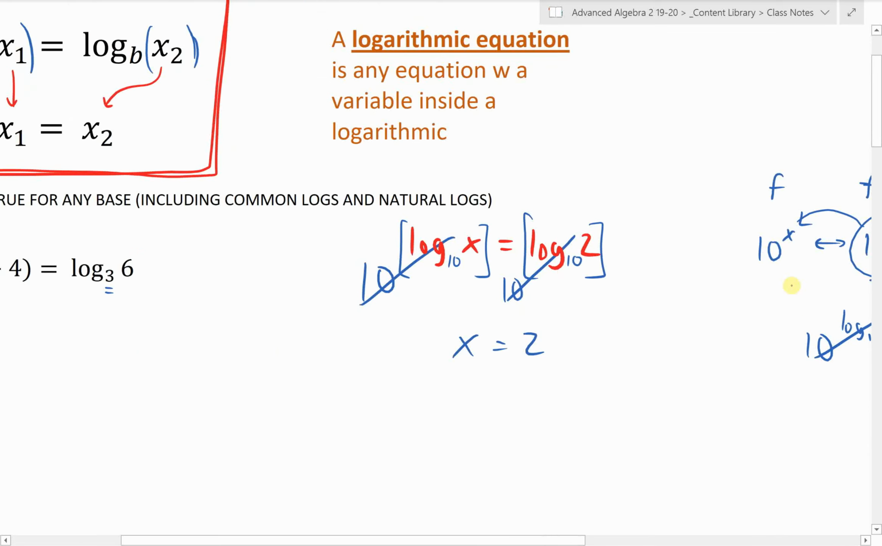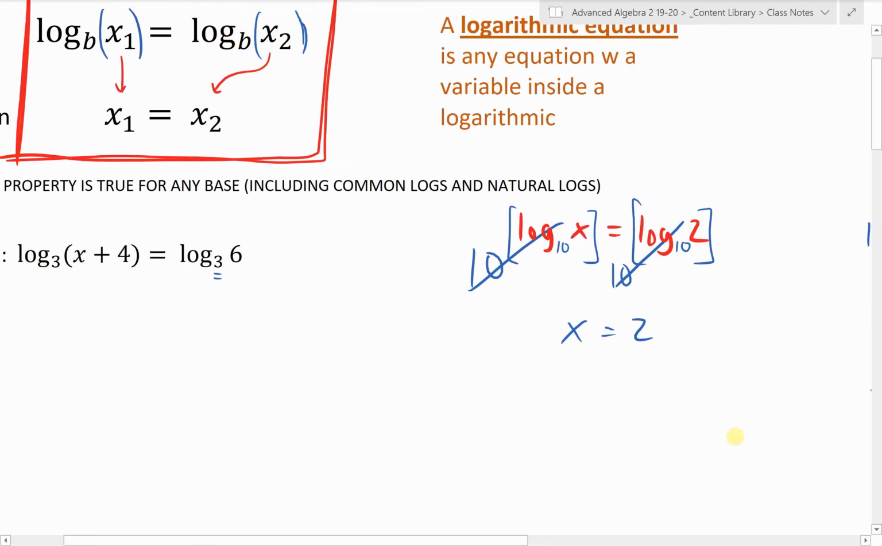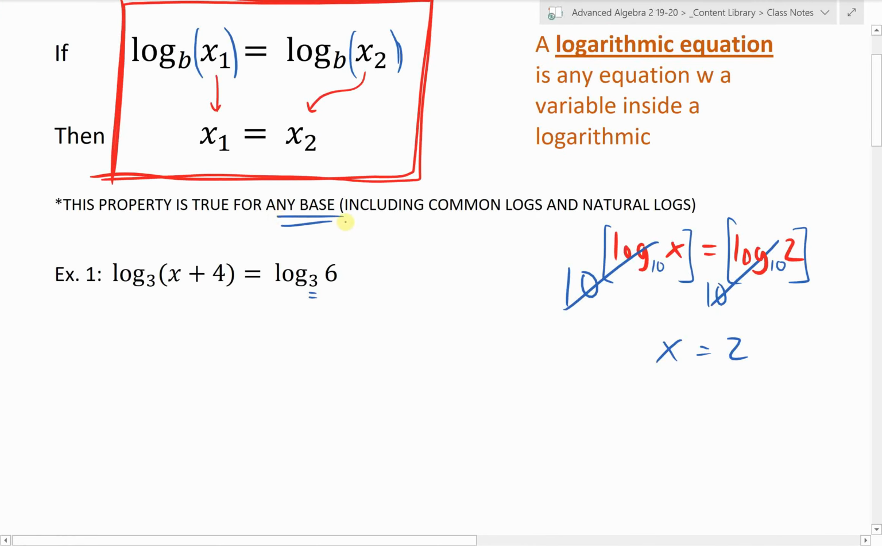And all of this logic would be equally true if I had 3 as the base. Log base 3 of x is the inverse of 3 to the x. So if I raise 3 to the log base 3 power, base 3 and the log base 3 cancel each other. Same for any base, 10, 3, e, whatever base you have, this property holds the same. Particularly common logs and natural logs are the most important ones for us, but it's true for any base.